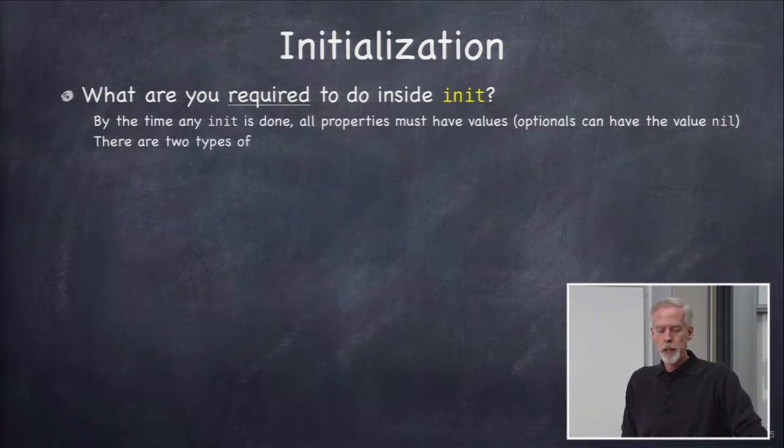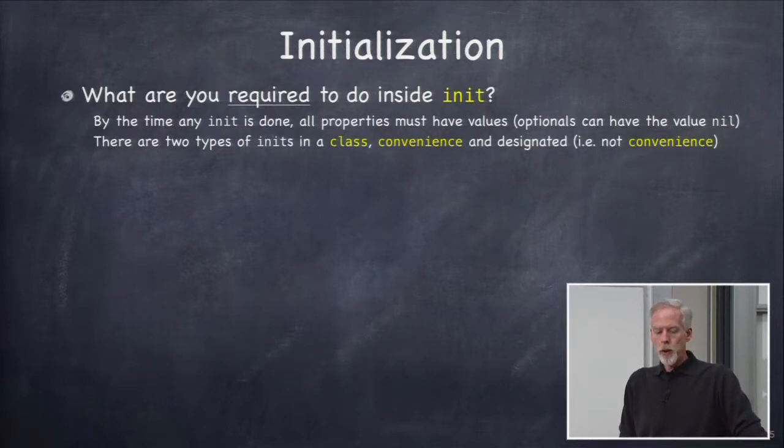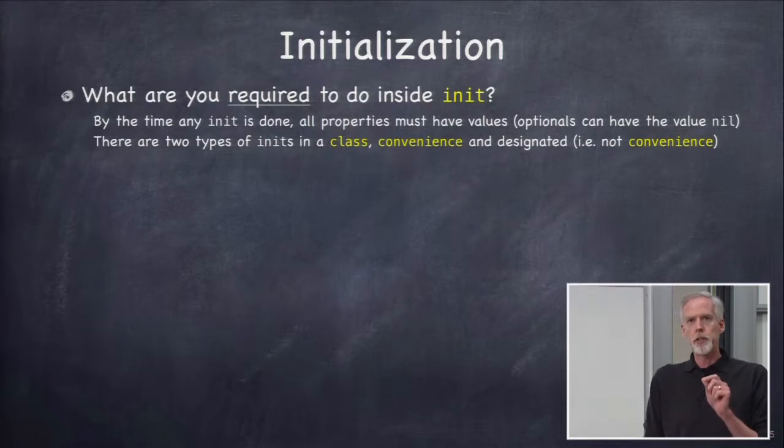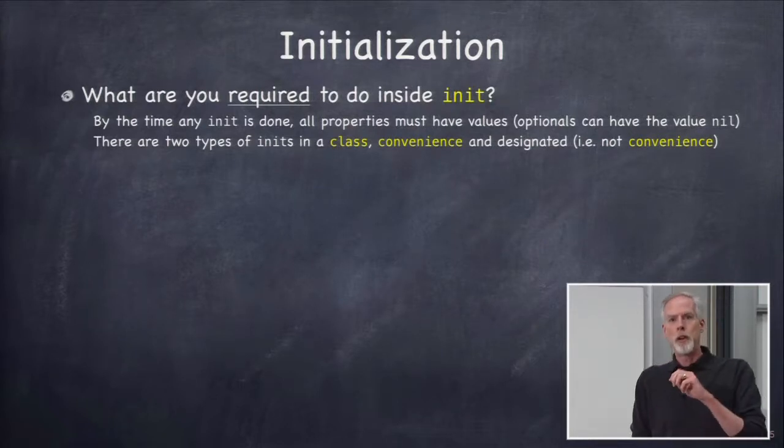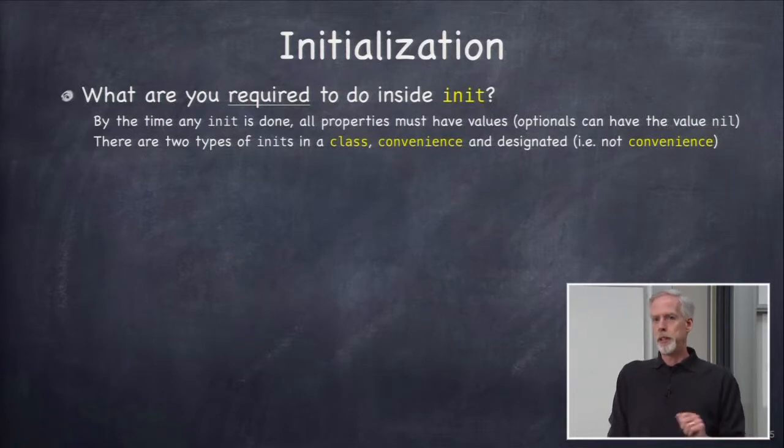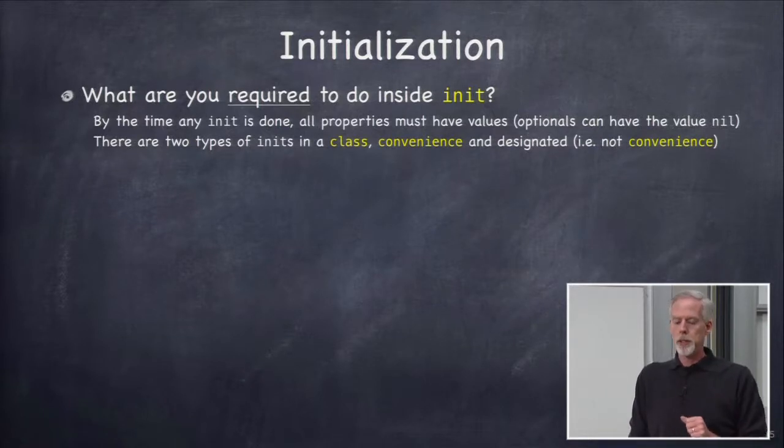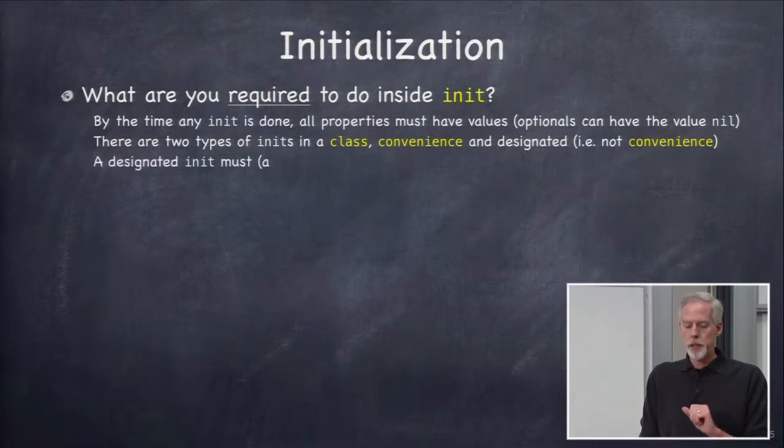There are 2 types of inits in a class, not in a struct, but in a class. One is called a convenience init, and then there's all the other kinds. Those are called designated initializers. By default, an initializer is a designated initializer, but there are also convenience initializers. We make this distinction because there are slightly different rules about them, so let's talk about that.